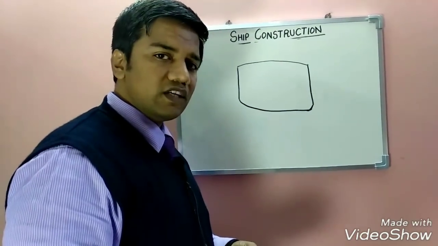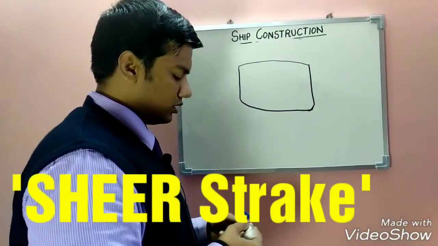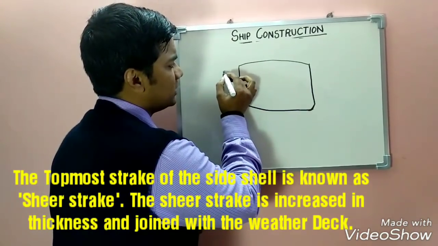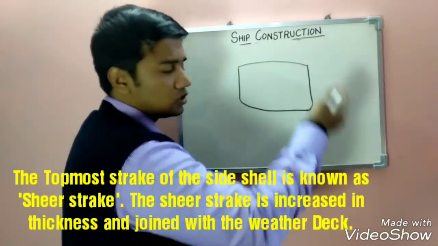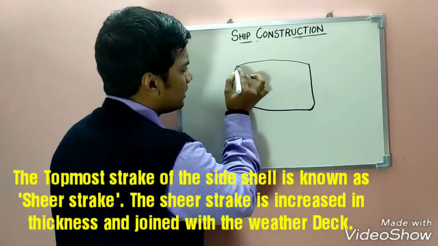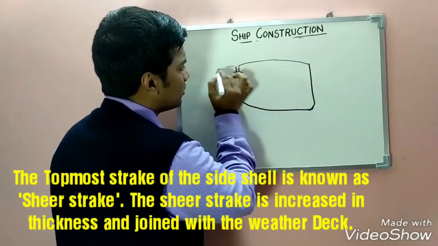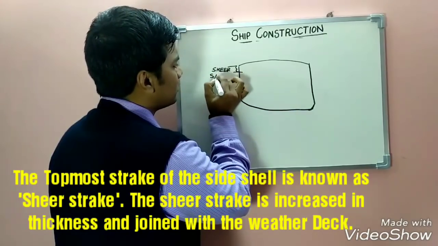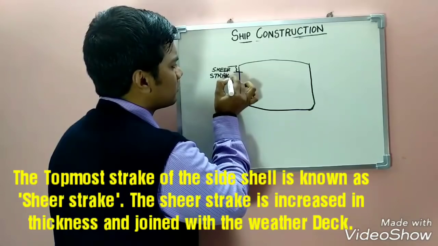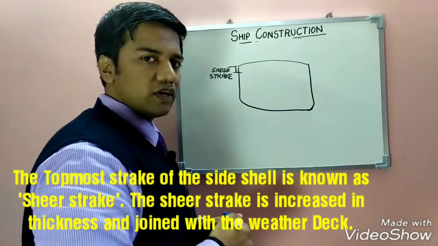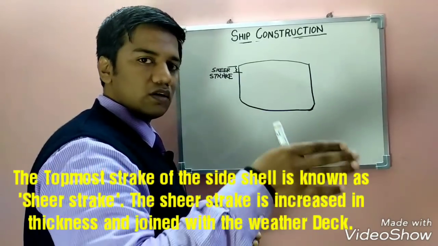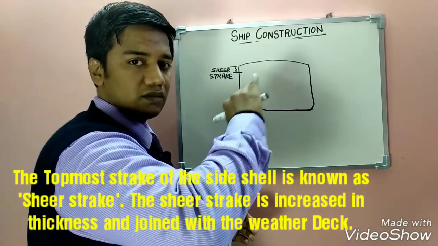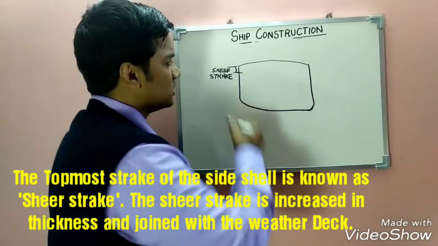So moving on to our next definition, which is shear strake. Now shear strake, as you can see over here, is the top strake of the side shell plating, where the side shell turns to your deck plating. So this strake is called your shear strake, the topmost strake. It is the top strake of the side shell plating, which connects the deck plating to the side shell. It is where the side shell plating turns to deck plating. So this is the shear strake.